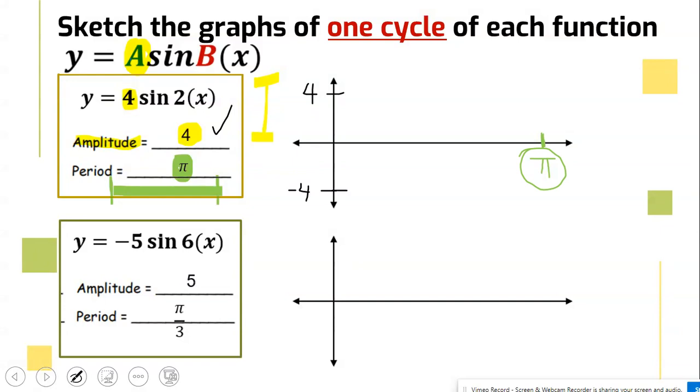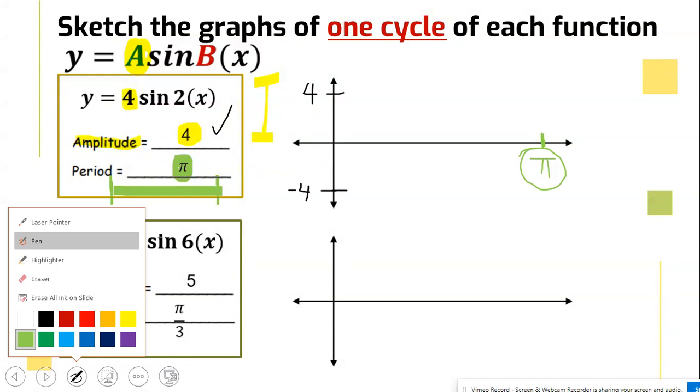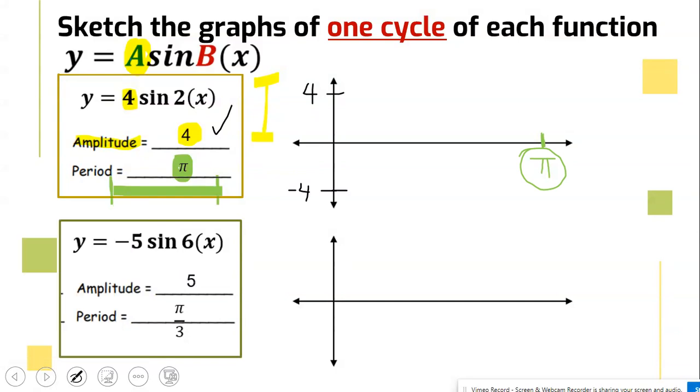Whatever the period is, that's what we're going to put right there. But remember when we were graphing sine, it started at 0 and then went up to the maximum value, right? And then it would come back down and go to the minimum value, and then it would have to come back to 0, right? So we're going to need 4 even chunks as well. We're going to need 4 even pieces.